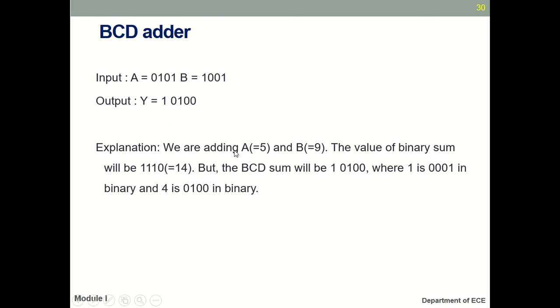The explanation is: here we are adding A equal to 5 and B equal to 9. The value of the binary sum is 1110, which is 14, but the BCD sum will be 10100. Here you take this 1 alone, and it can be written as 0001 in binary, and this 0100 stands for 4. So when this 1 and 4 join, it gives you 14.